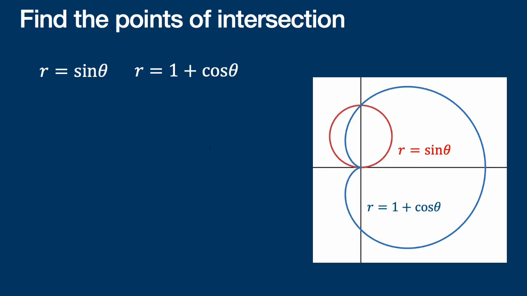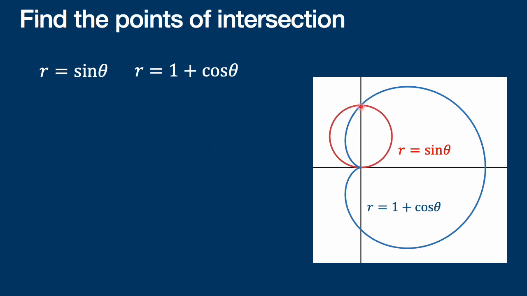Before we do another example of area, let's practice this one first. Now, you have two polar curves. The first one is r equals sine theta. The second is r equals 1 plus cosine theta. We want to find the points of intersection. One intersection is right here. Another one is right here. On the graph, you can find the intersection right away.